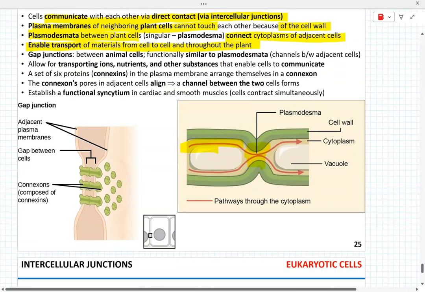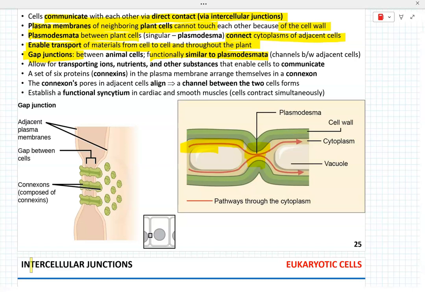In animal cells, cells communicate through gap junctions. Functionally, they are similar to plasmodesmata, but their structure is slightly different. Gap junctions allow the transport of ions, nutrients, and other substances between the cells. They consist of 6 proteins, called connexins, that arrange themselves in a connexon. A connexin in one cell binds to a connexin in another cell, forming a pore.